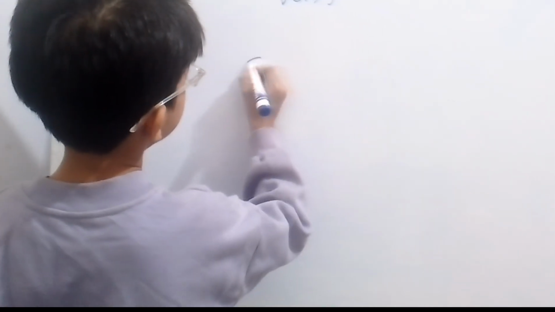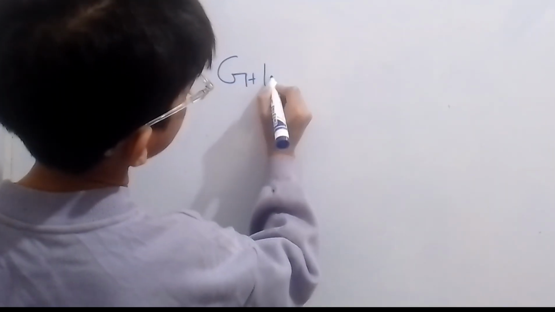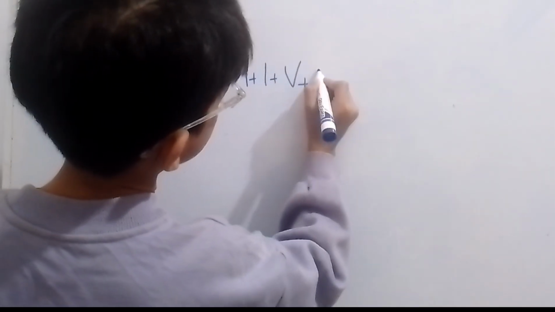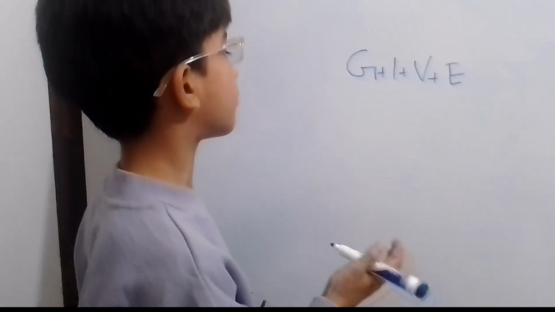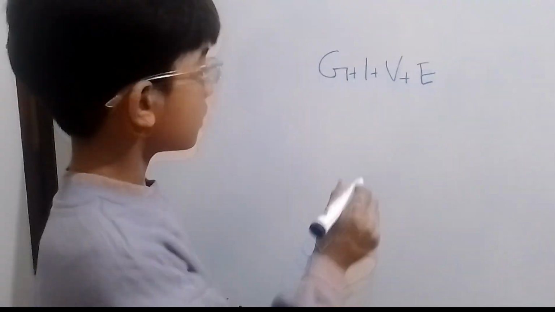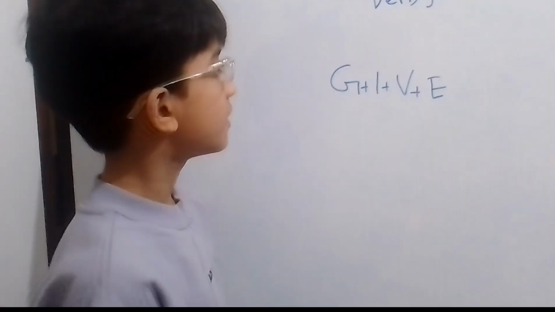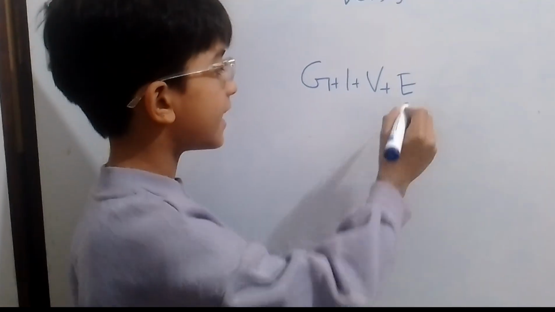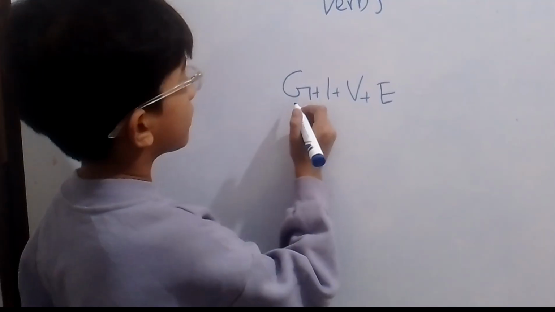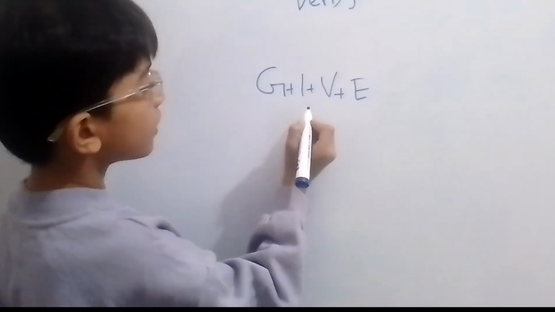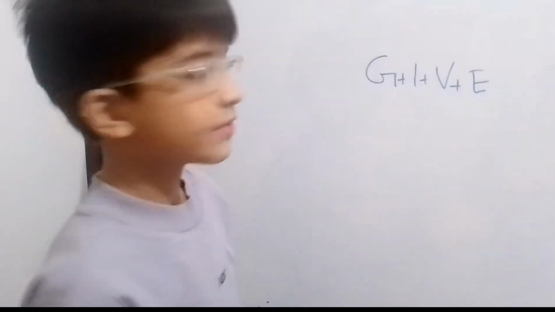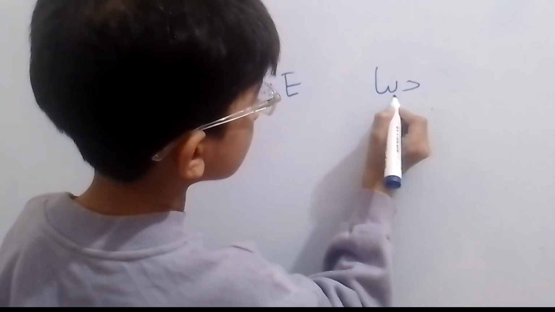So the next word is give. G plus I plus V plus E. It is the same thing: E is silent in this word also. G sounds G, I sounds I, and V sounds V. E is silent here also. G, I, V. Give. Give means dena.